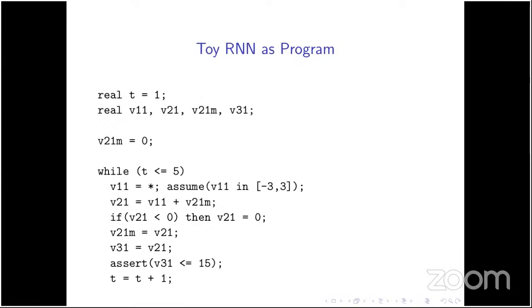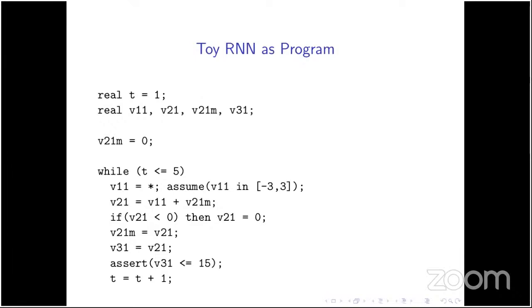Because if you don't know anything about V21M, since V21M can be anything, and that's what is being added to V31, you can't say anything about V31. That's why you need some constraint on V21M that is inductive and invariant. Correct. Okay.